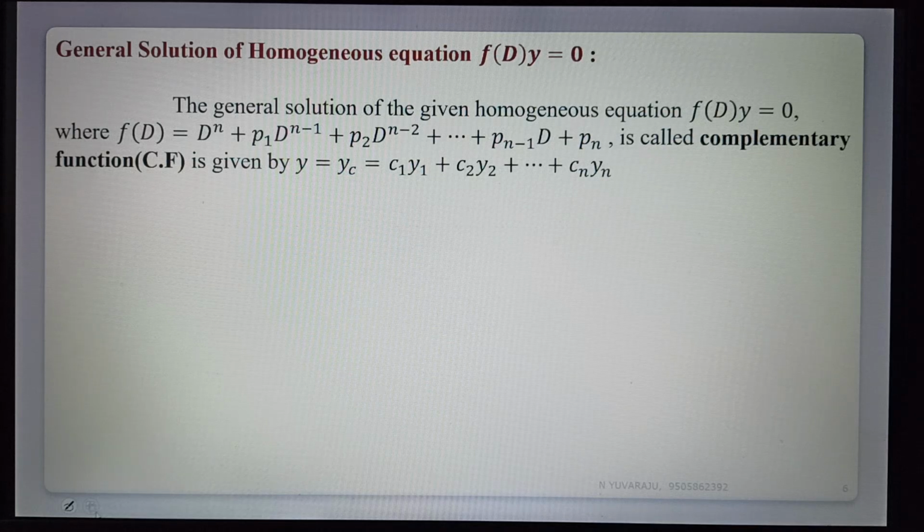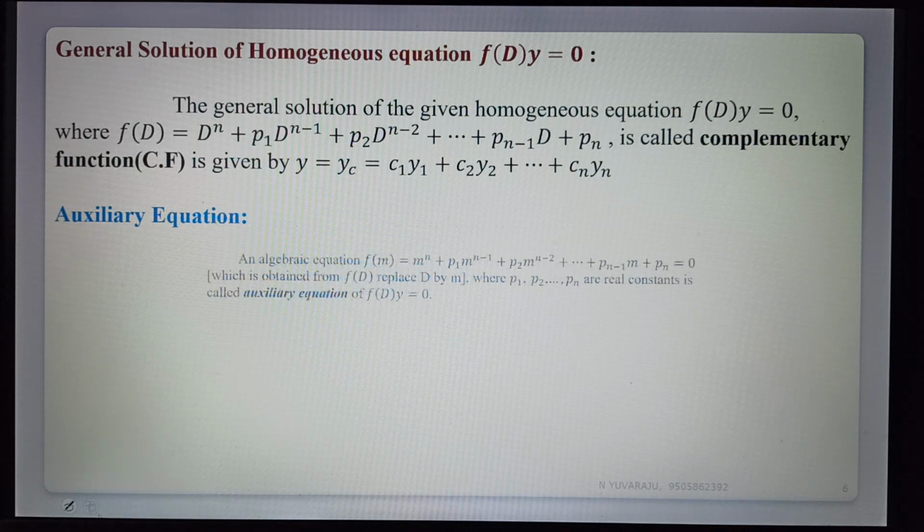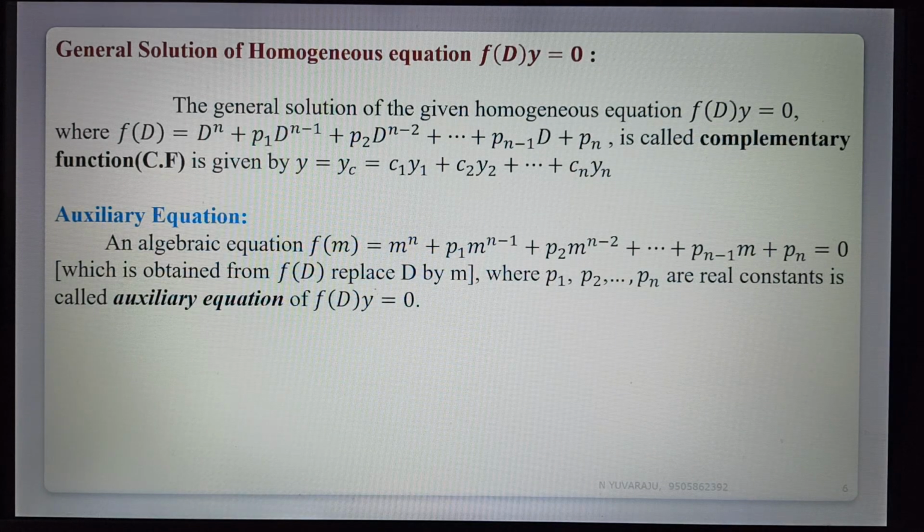Then how do we find this solution? You are given some formulas, and the solution depends on the roots of the auxiliary equation. The auxiliary equation is the algebraic equation f(m) = m^n + p1 m^(n-1) + p2 m^(n-2) + ... + p(n-1) m + pn = 0.